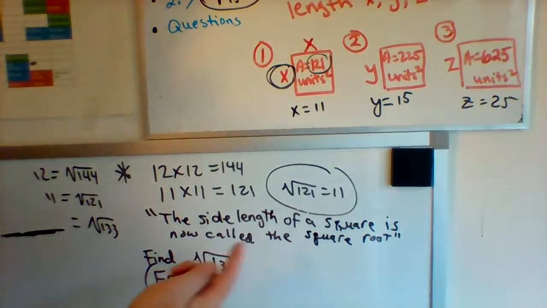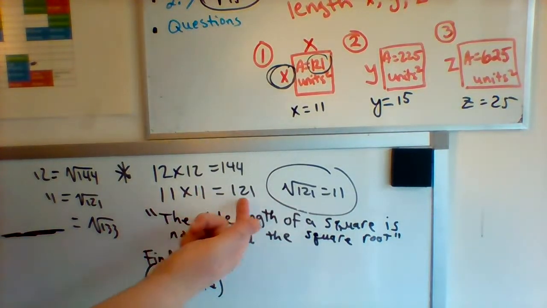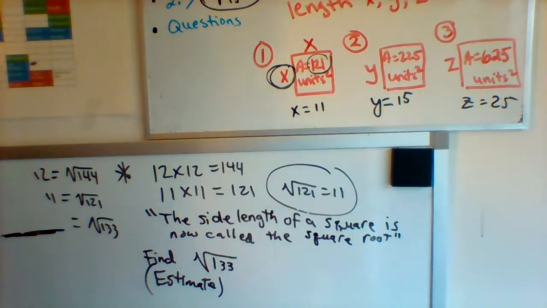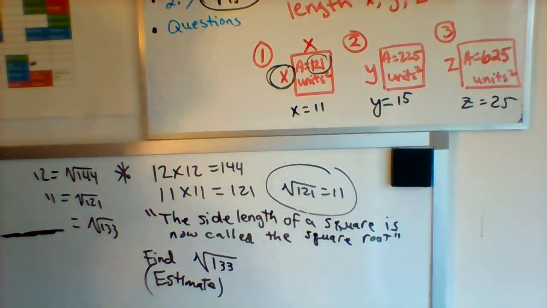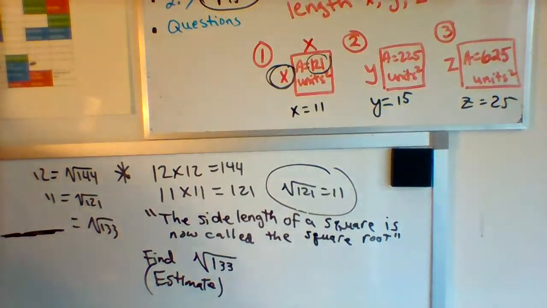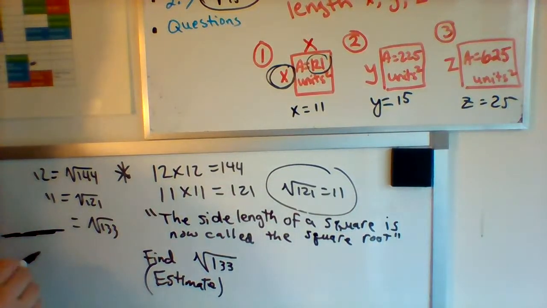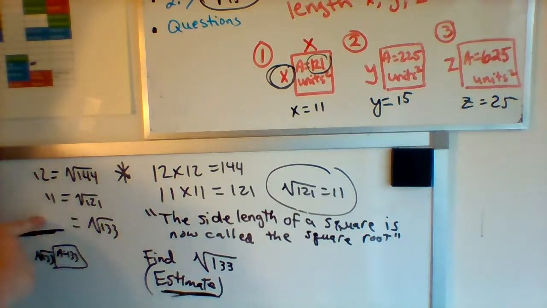When you don't have something so nice like 11 times 11 is 121, can you still estimate the square root of a number, meaning its side length, meaning that there is some square whose area equals 133, and you're going to find what that side length is? Now you could actually write the side length like this, because this is more accurate in our situation right now. But I want you right now to estimate what that would be.